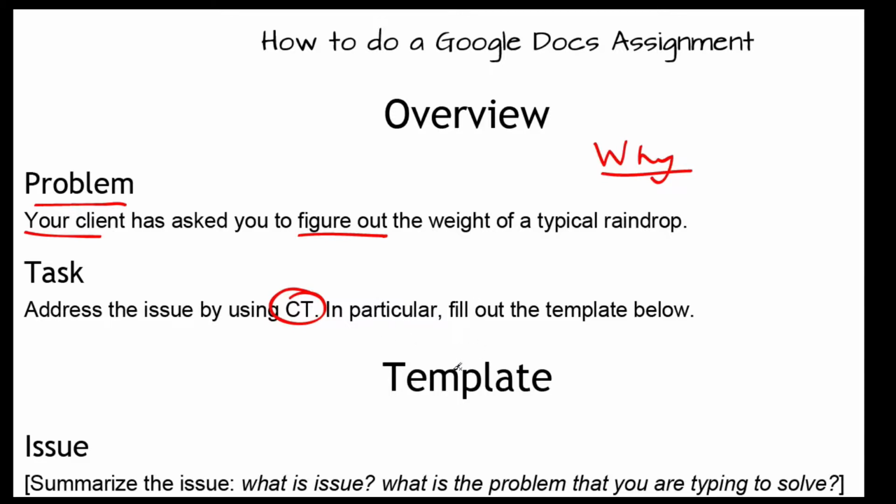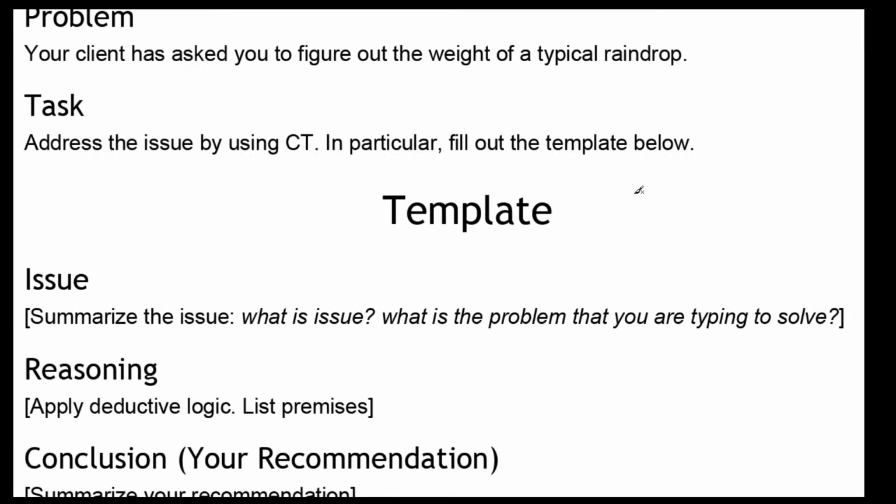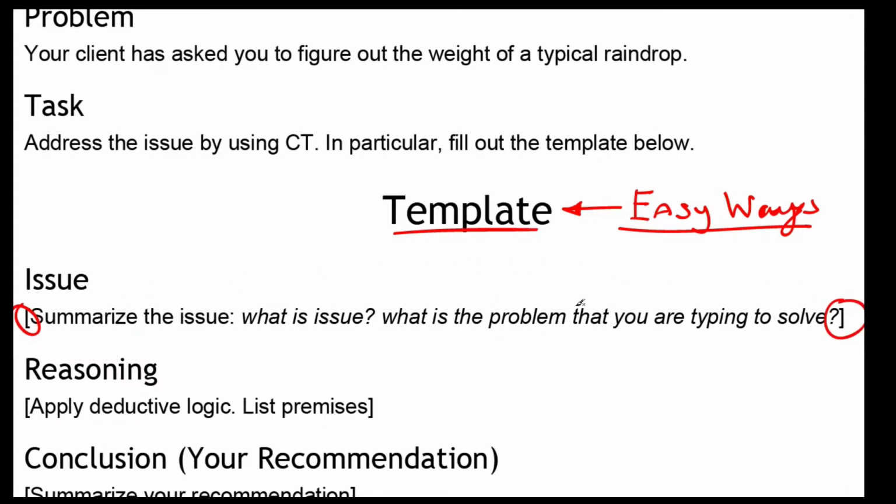how to do critical thinking. Now, we're engineers, and we like to do things in easy ways. So, I designed a template in Google Docs. And in the template, anytime you see the brackets, that means delete this and add your own information.